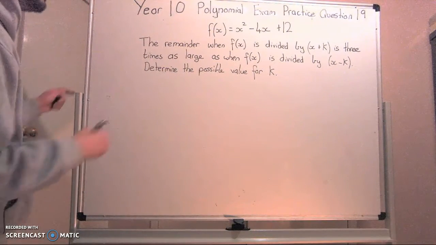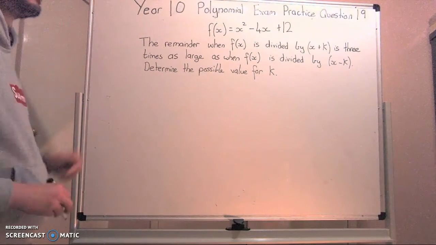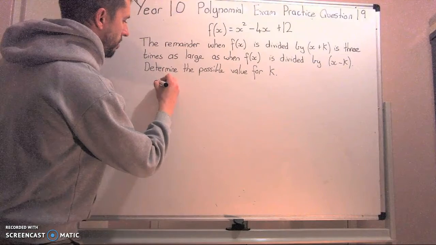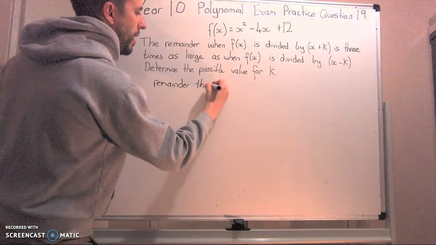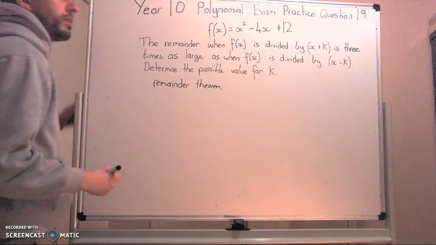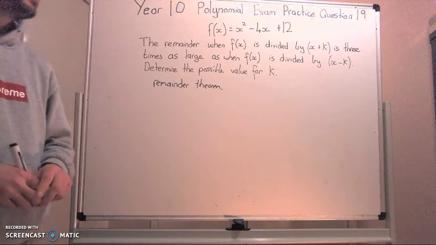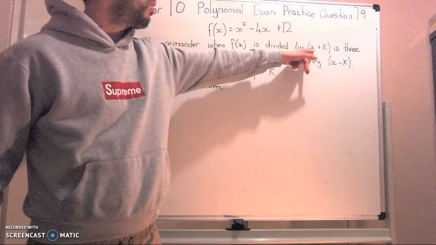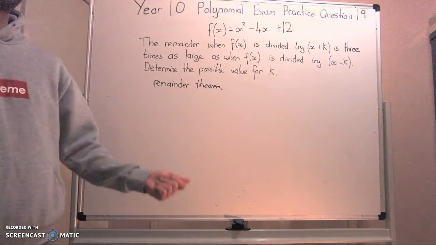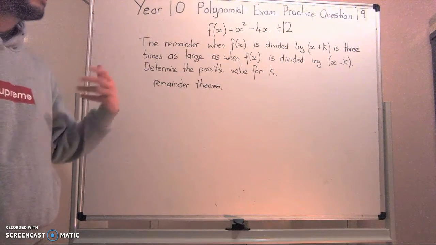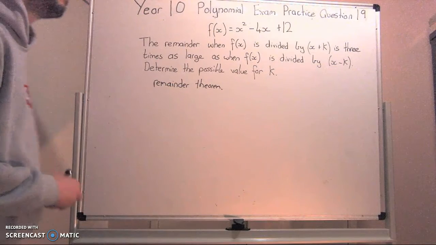So the first thing I need to think about here is my understanding of the remainder theorem. My understanding of the remainder theorem is I divide by this and I look at, well, how do I make this 0? I make this 0 by making x negative k. If I divide by negative k, I will be left with my remainder.